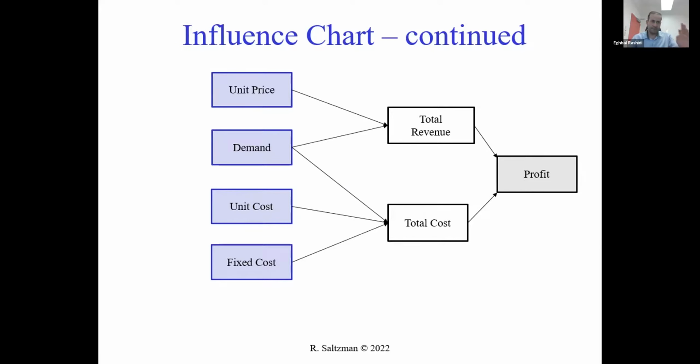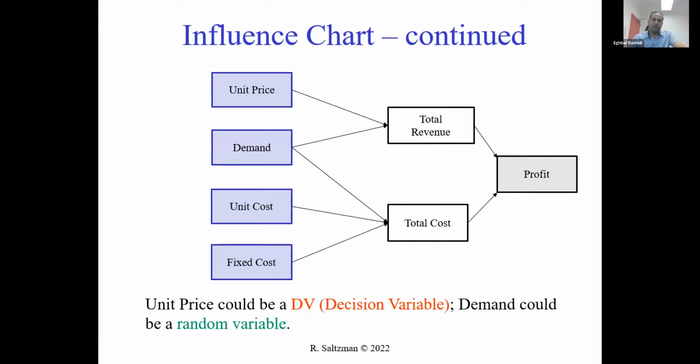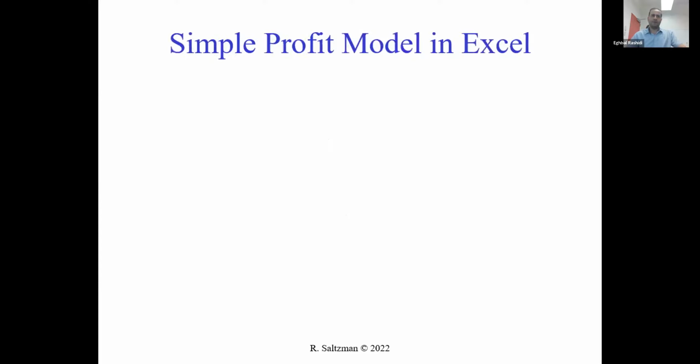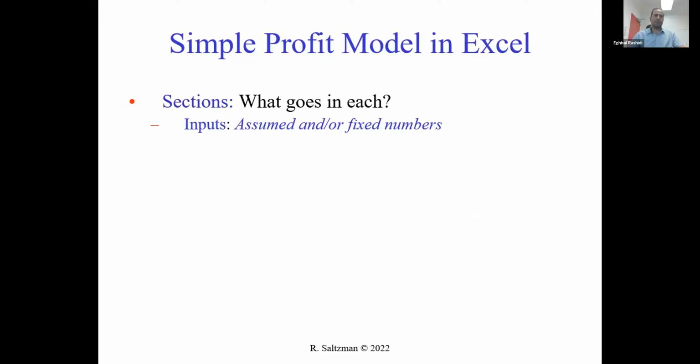But as I said, this is a very simple problem. That's why we didn't really need to do the influence chart. But for a more complicated problem, before you dive into the modeling using a spreadsheet or mathematical modeling, you need to find the dynamics of the problem. So you use the influence chart, starting at the end, finding the factors and moving backward until you have the big picture of the problem. Unit price could be a decision variable, demand could be a random variable, but that's not what I want to talk about now.